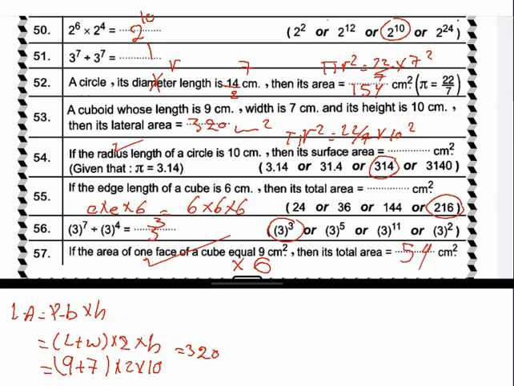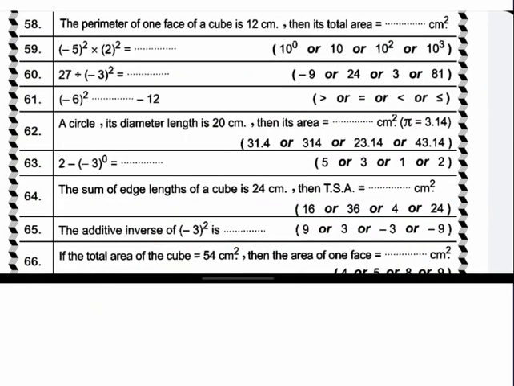Next, the perimeter of one face of a cube is 12, then total area. I said before, if you have the perimeter, divide it by 4 to get the side length, it will be 3. So total area now, side times side times 6, so 3 times 3 times 6, it will be 54.